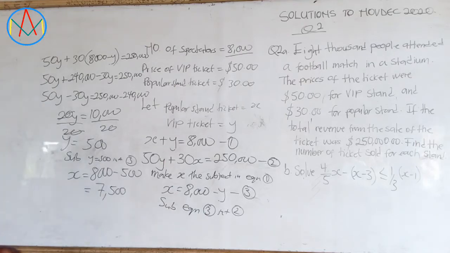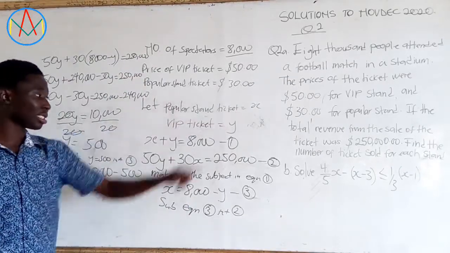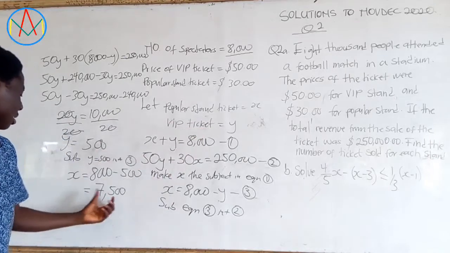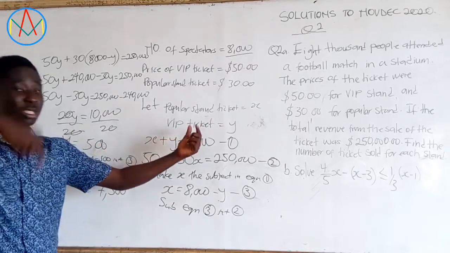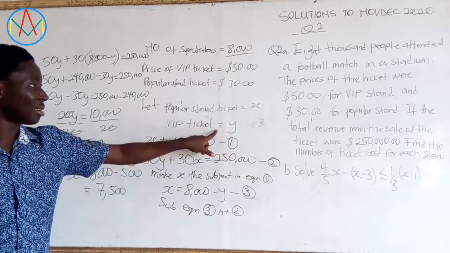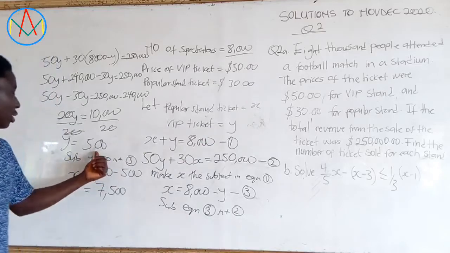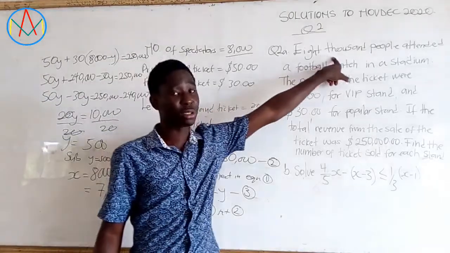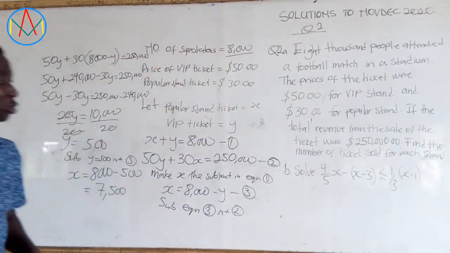Now, this means that the number of popular stand tickets that were bought at that particular football match was 7,500, and the VIP tickets that were bought at that particular football match is 500. So when you add this to this, you are going to get 8,000. So that will be all for question number 2A. Let's move on to 2B.